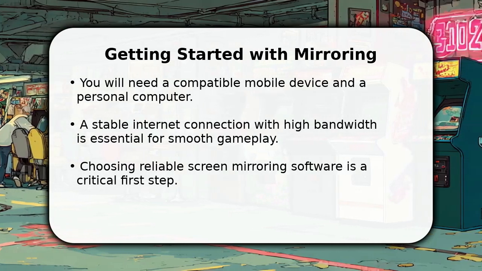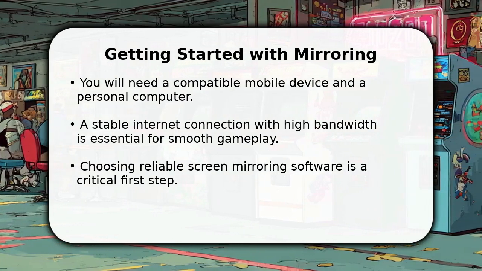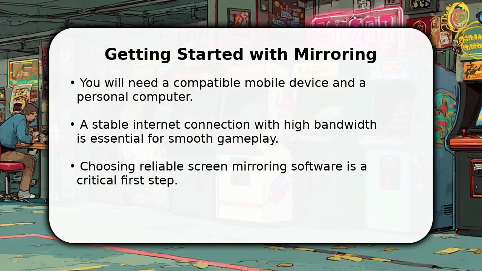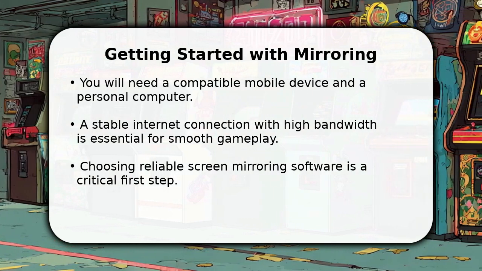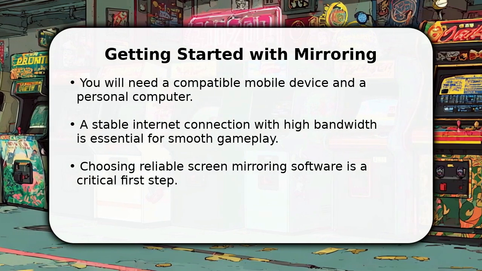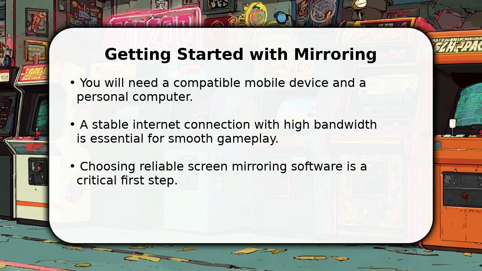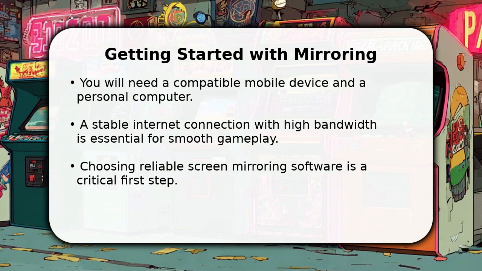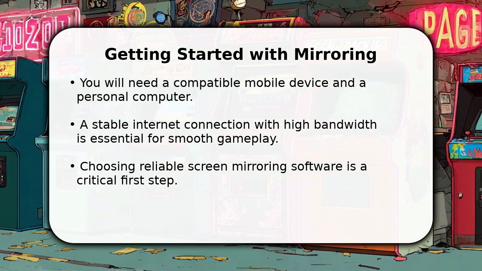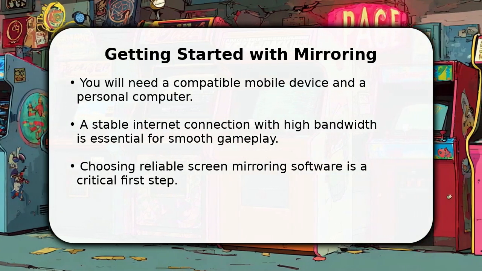Enjoy the video. In this video, I will explain how to play PUBG Mobile on your personal computer using screen mirroring. To begin, you will need 3 essential items: your mobile device, a personal computer, and reliable mirroring software. Ensure your internet connection is robust, perhaps offering at least 100 megabytes per second download speed, to avoid any frustrating lag during intense matches. Preparing these basics creates a solid foundation for your upcoming gaming session, ensuring smooth performance right from the start.